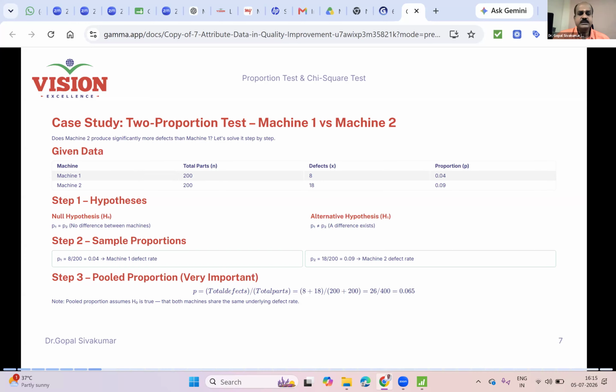So null hypothesis, there is no difference in the rejection. So P1 equal to P2. Can you see here? P1 equal to P2. But alternate hypothesis, P1 is not equal to P2.